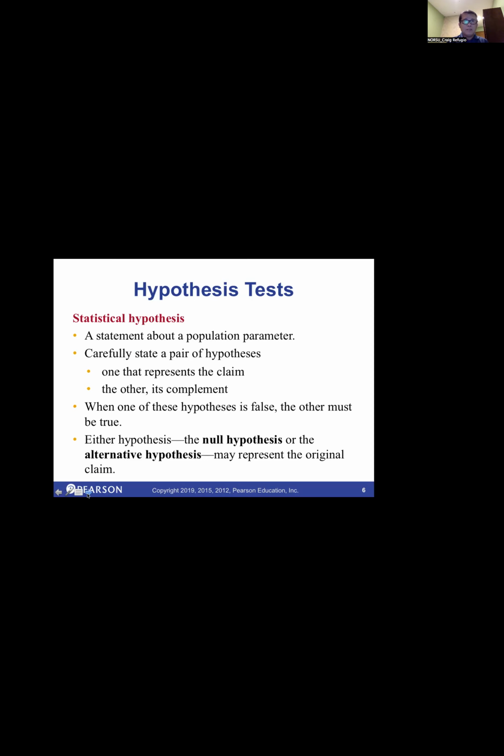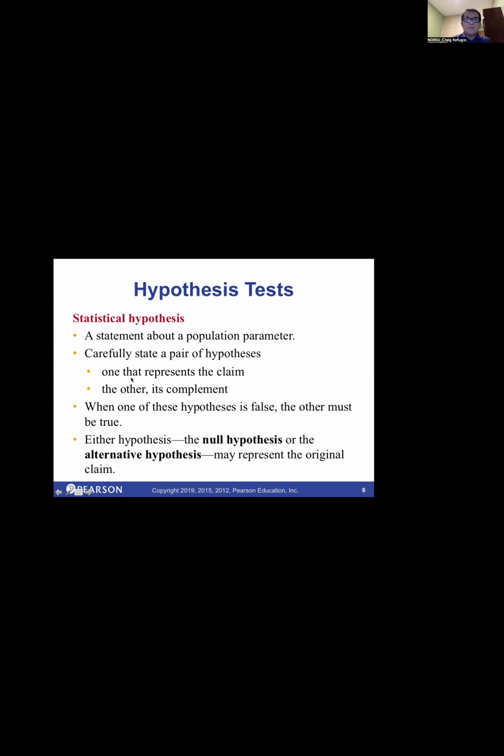So take note that in the word hypothesis, the last letters are SIS, which is the singular form. And hypotheses, wherein the last letters are SES, refers to the plural form. Hypothesis and hypotheses.